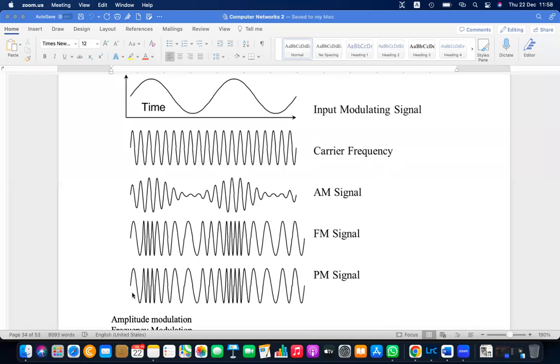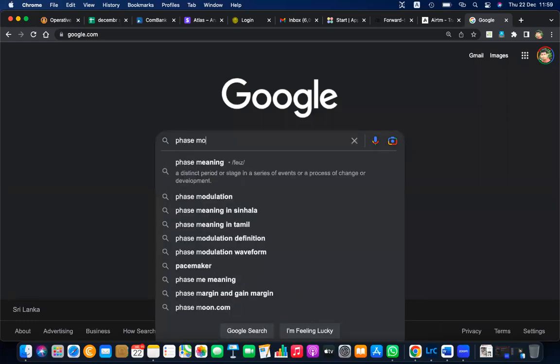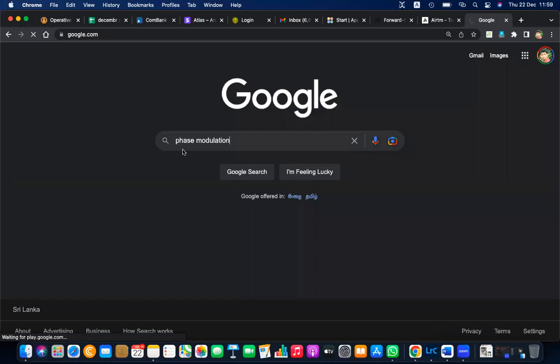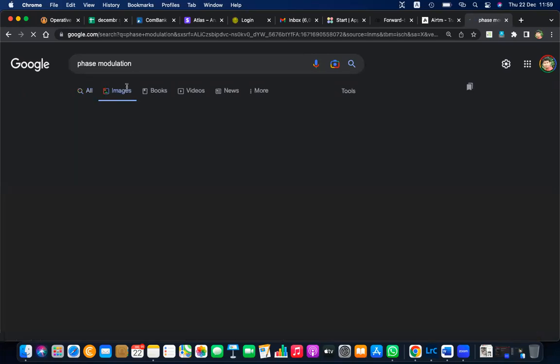When you compare the previous one and this one, they look the same, but they should not. In PM, the phase is changed. Phase means the direction or the relative angle. When there are two signals, the relative angle is called the phase. Here, let me show a PM signal, phase modulation. That is basically a change in the signal direction. So what you saw in this one is really not good.